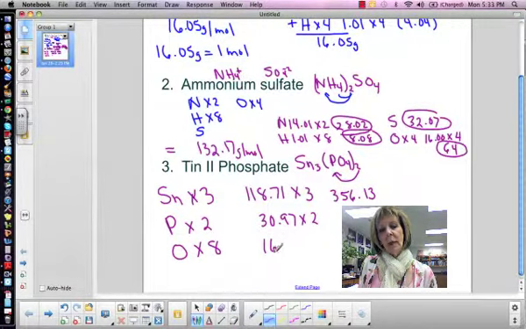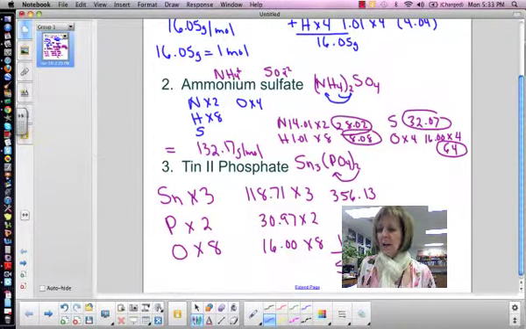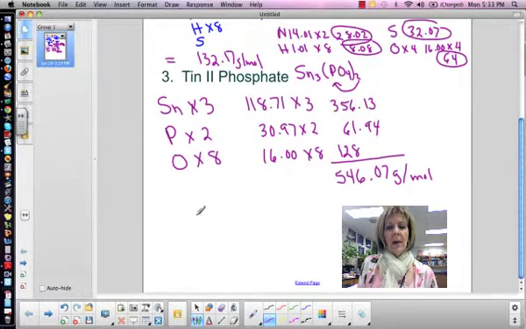And oxygen rounds to 16.00 times 8. That is 128. So I add those up, and the molar mass of tin(II) phosphate is a whopping 546.07 grams per mole.